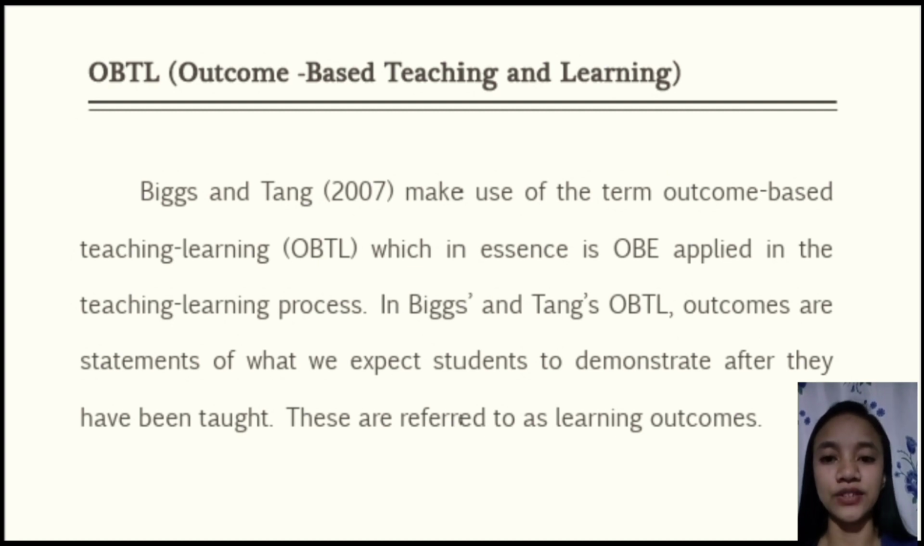In OBTL, the learning outcomes are identified and defined first, specifying what students should know, understand, and be able to do by the end of the learning experiences. These outcomes are often expressed as clear and measurable statements that can be assessed. They may include knowledge, skills, attitudes, and values that students are expected to acquire.